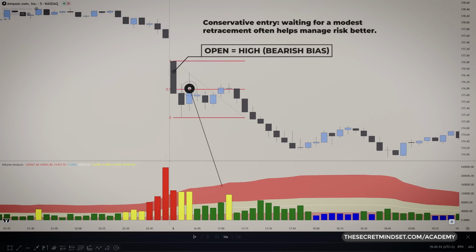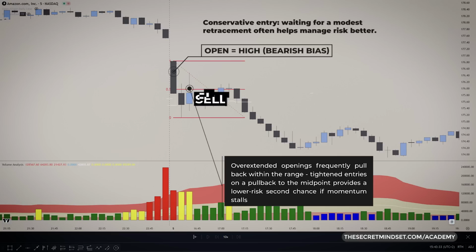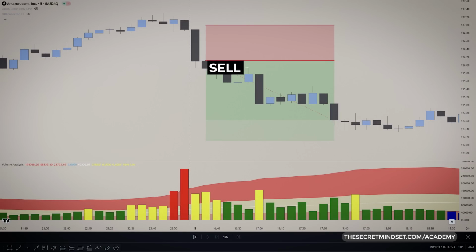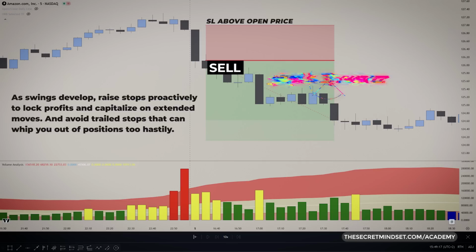So remember this, overextended openings frequently pull back within the range. In this case, tightened entries on a pullback to the midpoint provide a lower risk second chance if momentum stalls, without missing the trade entirely if it resumes swiftly. As for stop placement, keeping them near the open price often offers the best compromise. It preserves your capital should the setup fail, without getting stopped prematurely from temporary fluctuations. An alternative is, as swings develop, raise stops proactively to lock profits and capitalize on extended moves, but avoid trailing stops that can whip you out of positions too hastily.